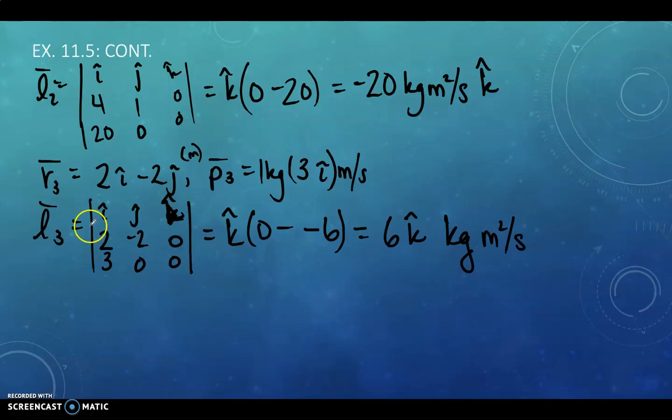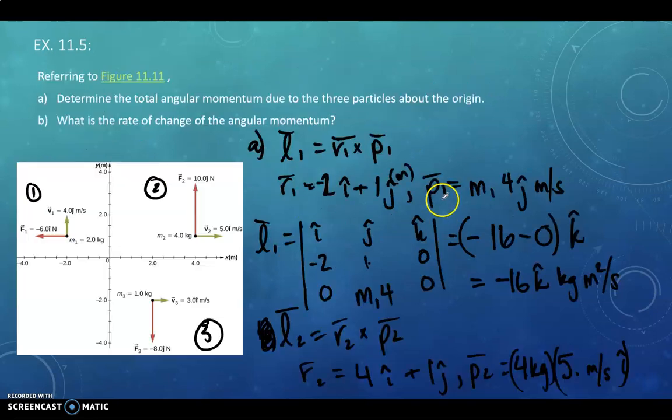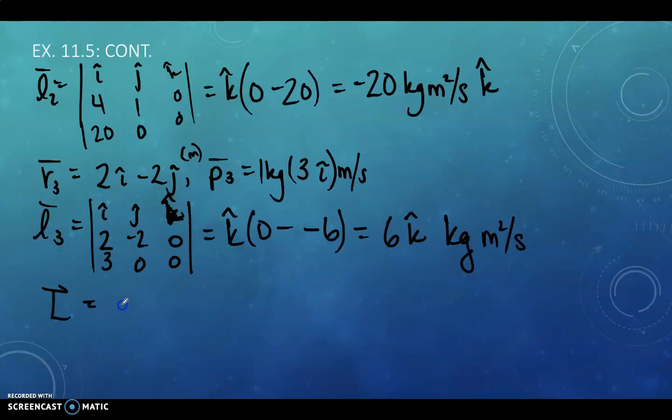So those are all 3 of our angular momentums. If we want to find our total angular momentum, we'll add them up. So from 1, we have negative 16 k hat, negative 20 k hat, and positive 6 k hat. And we will finish this in the next video.